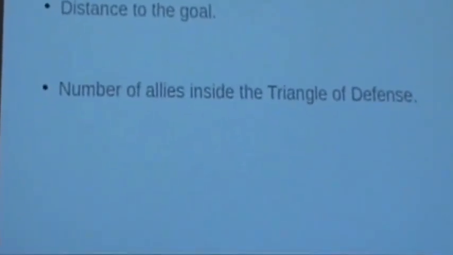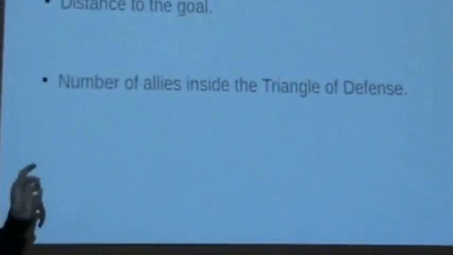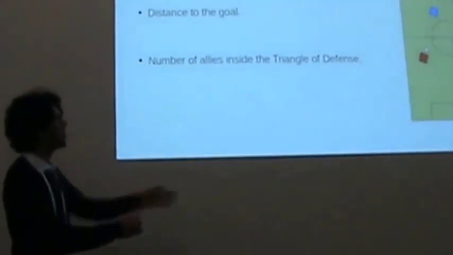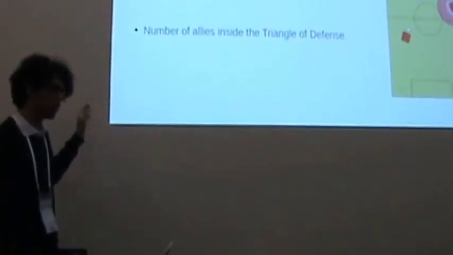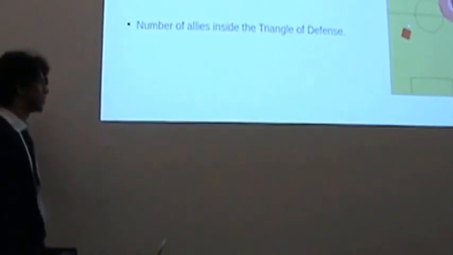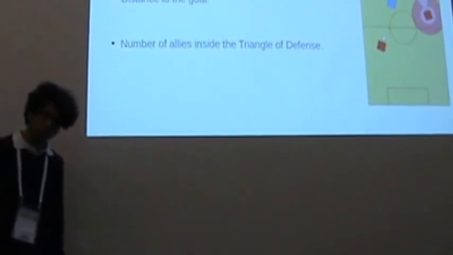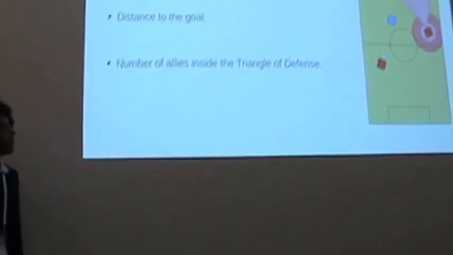The triangle of defense is something we implemented last year. That is a triangle between the opposing player, the corner on the side of the set that it's closer to, and the goal on the opposite side. So we count the number of players, we calculate the distance to the goal, and the distance to the closest ally from our team to that opponent, and with all these parameters, we calculate a certain risk for that opponent.